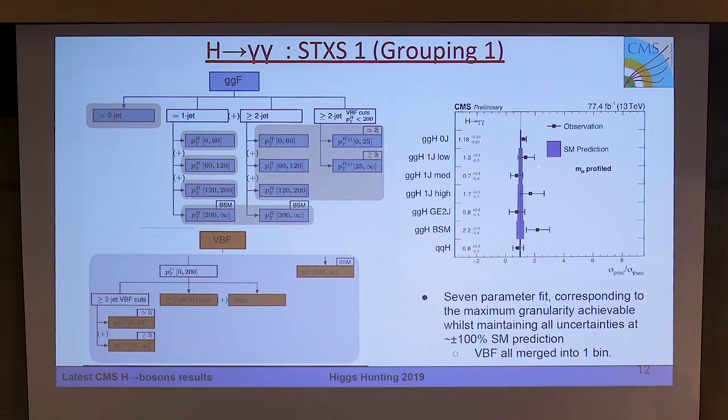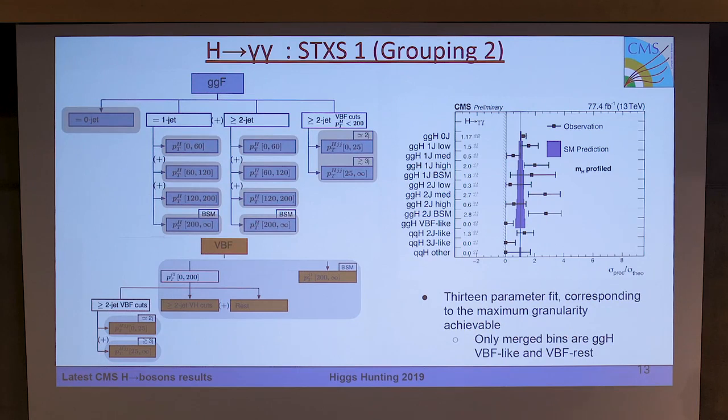And you see the signal strengths for the 7 bins. And to extract this, the Higgs mass was profiled. Now, a more granular grouping is also tried, where we have the 13 parameter fit. Here we only merged a few bins, and you see the signal strength for all the 13 categories, and some of them have quite big error bars, which is mostly because of the low statistics.